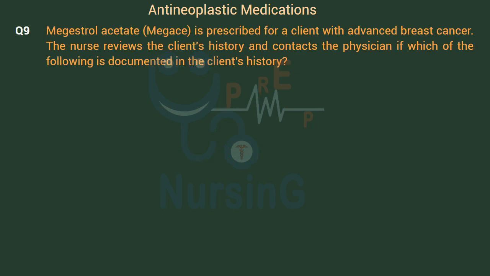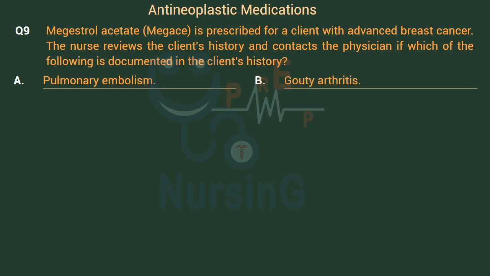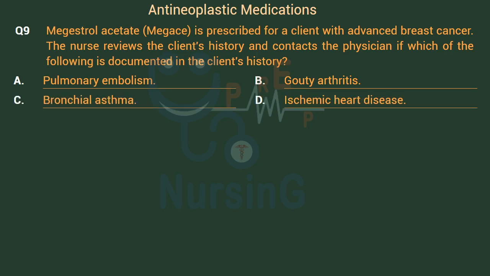Megestrol acetate, Megace, is prescribed for a client with advanced breast cancer. The nurse reviews the client's history and contacts the physician if which of the following is documented in the client's history. Option A. Pulmonary embolism. Option B. Gouty arthritis. Option C. Bronchial asthma. Option D. Ischemic heart disease. Right answer is option A.